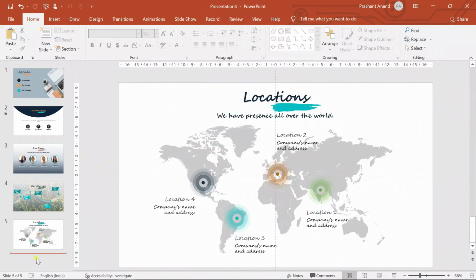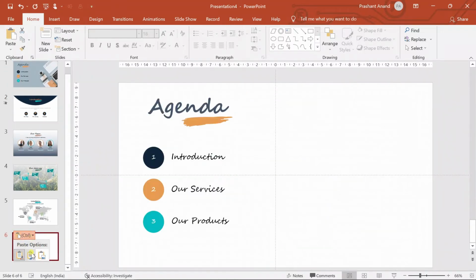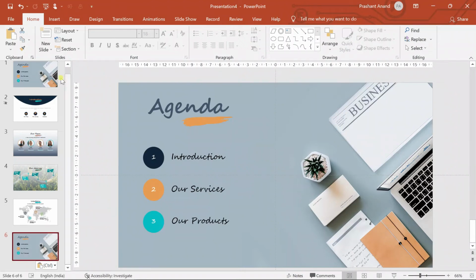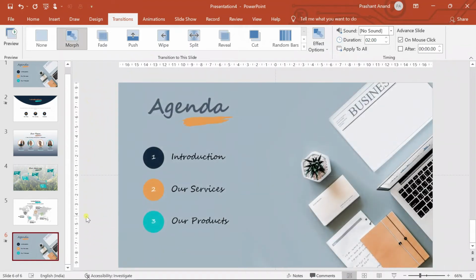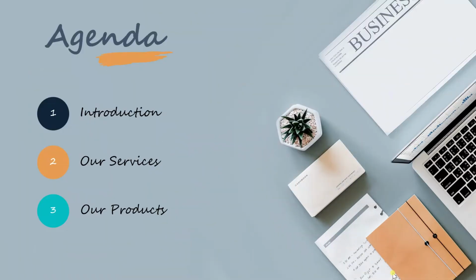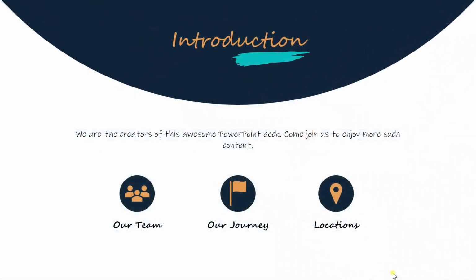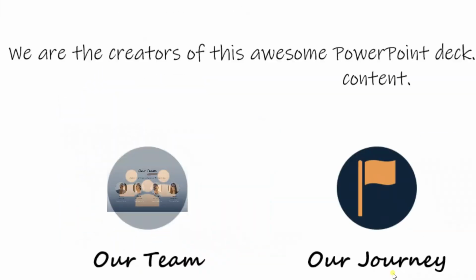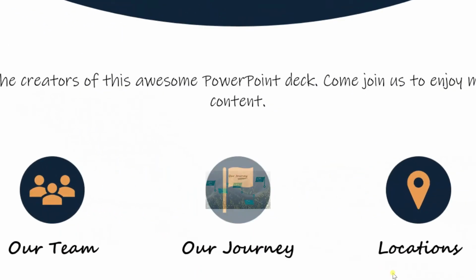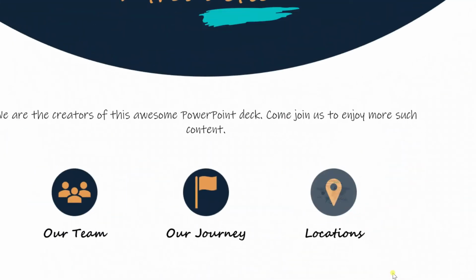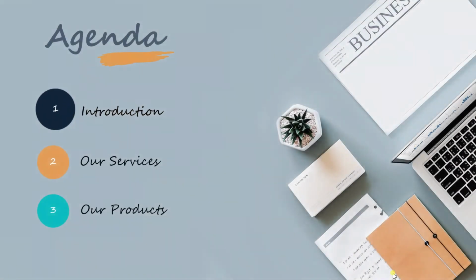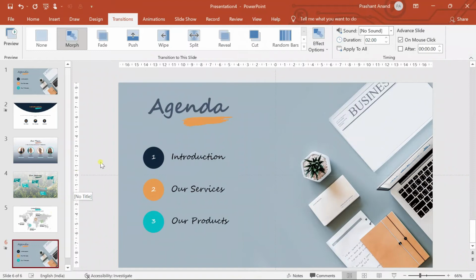Okay, now again what we have to do, we have to copy this agenda here and paste it here, and while pasting we have to select the keep source formatting option, and let's go back to transition and apply that morph transition here again. What will happen when we apply this morph transition here? When we go from here, it is going like this, then on our team again it is coming back to our original slide, our journey, back to original, locations, back to original, and then it is going back to agenda.